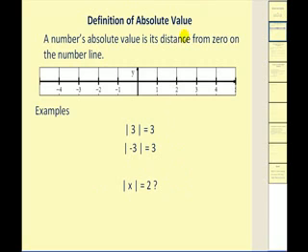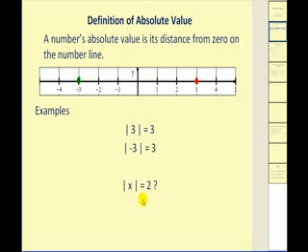Let's start off by reviewing the definition of absolute value. A number's absolute value is its distance from zero on the number line, and as we know, a distance is always going to be positive. So for example, the absolute value of positive 3 is equal to 3 since this number is 3 units from 0. Well, the absolute value of negative 3 is also equal to 3 because negative 3 is also 3 units from 0.